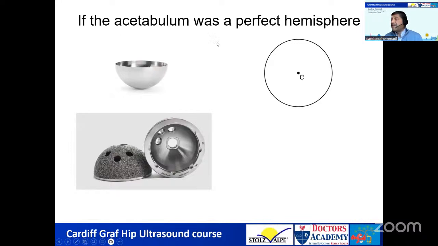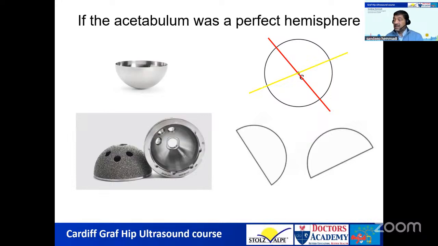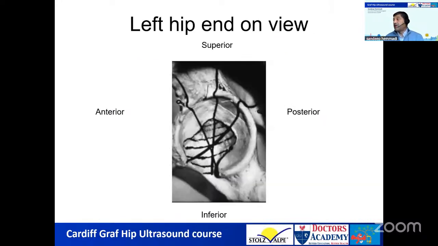Now, if the acetabulum was a perfect hemisphere, it's not, but if it was, then life would be easy, because whether you cut it there or you cut it here, you would still get the same depth or the same hemisphere. But that's not the case in the human acetabulum, and therefore we have to make more efforts to standardize the plane. So here is the left hip, and we're looking at it end on. I've just marked the anterior, posterior, superior, and inferior there just to orient you. And anyone who's looked inside a hip while doing a hip replacement will know that the posterior wall is always deeper, the anterior wall is always less developed or shallower.